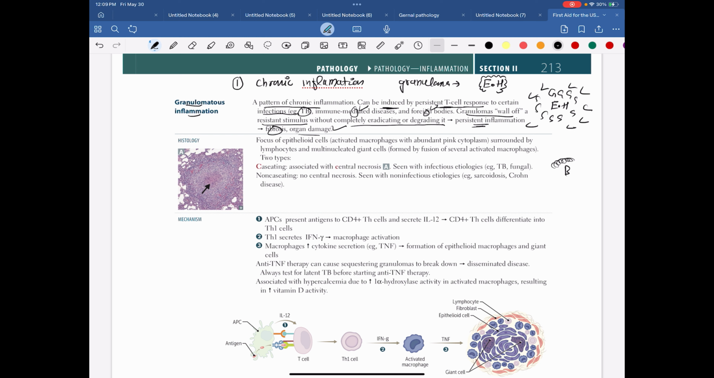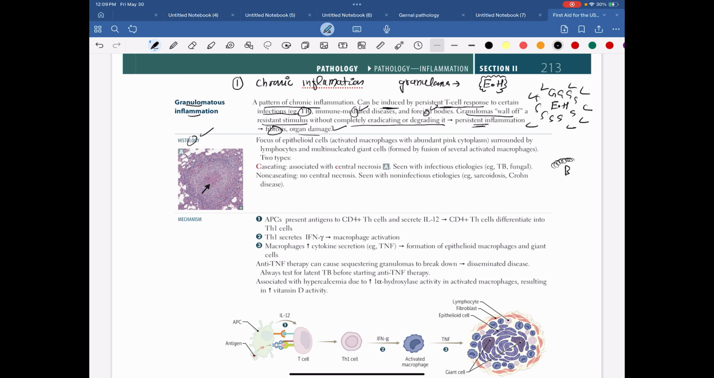Then the granuloma basically surrounds the bacteria. It will not allow the bacteria to invade, and it will not allow the bacteria to spread. So this is the main function of granuloma.